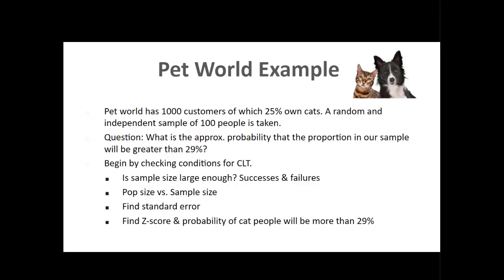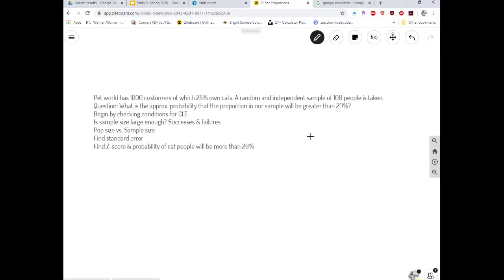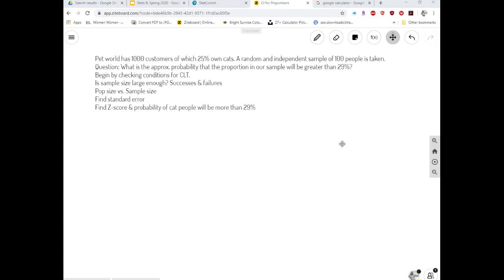Greater than 29%. Okay, begin by checking conditions for the central limit theorem, and it tells us which ones. We want to find the standard error. It wants us to calculate the z-score, and it wants us to find the probability that it will be more than 29%. All right, we can do this. Okay, so I'm going to go ahead and go into my Zite Board. Remember that Zite Board is always in the description box below.